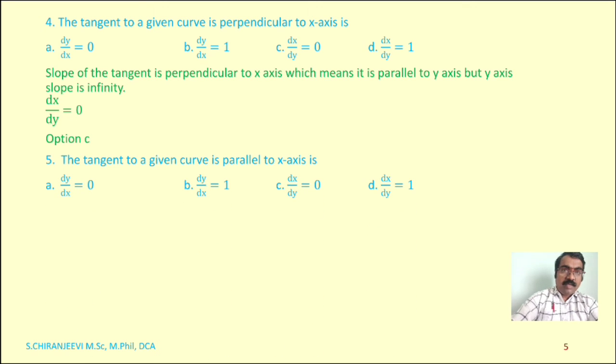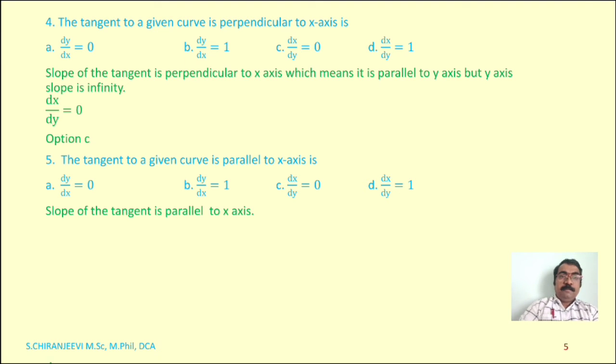Fifth one, the tangent to a given curve is parallel to x-axis. Options dy by dx equal to 0, dy by dx equal to 1, dx by dy equal to 0, dx by dy equal to 1. So the slope of tangent is parallel to x-axis. So parallel to x-axis is dy by dx equal to 0, which is option A.